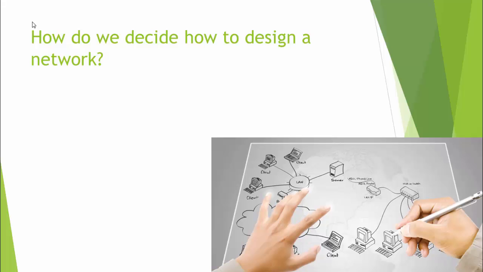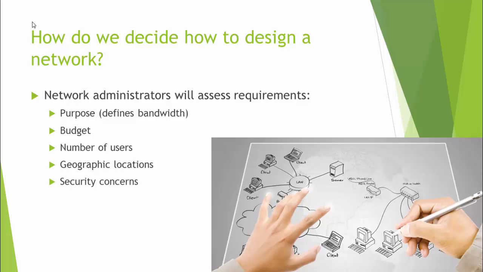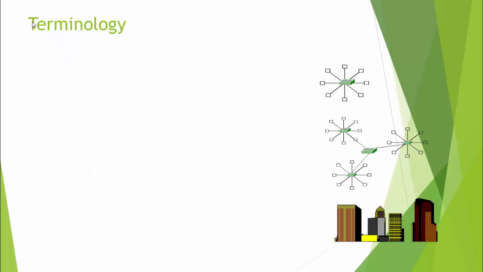In fact, there's an entire discipline around this idea. Network administrators first collect requirements from an organization, establishing what the purpose of the network is. That helps them define bandwidth, because if you ask users, they simply say, oh, it's got to be as fast as it possibly can be. In fact, in some cases, that's not necessary. They look at the budget, how much money is available, the number of users, the geographic locations involved, what security concerns there are with the data, how mobile the users need to be, this kind of thing.